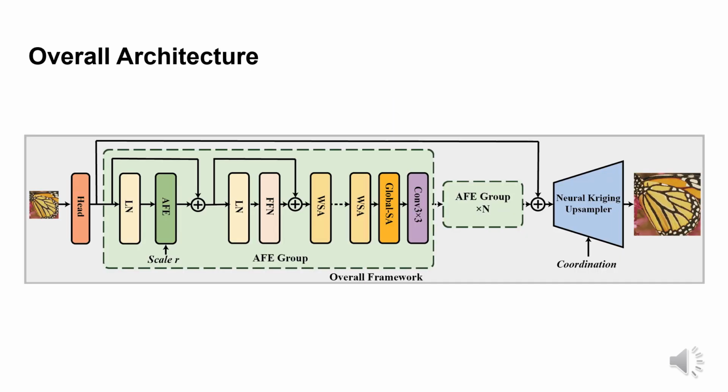This is the overall structure of our model. It consists of three parts: the head, the AFE groups, and the Neural Kriging Upsampler. The head is one layer of convolution that extracts shallow features and enriches low-level patterns. The main body of the backbone contains a series of AFE groups to achieve scale-adaptive feature extraction and gain a large receptive field. The AFE group is composed of an AFE block, several window-based self-attention layers, a global self-attention, and a 3x3 convolution. The last part is our proposed Neural Kriging Upsampler.